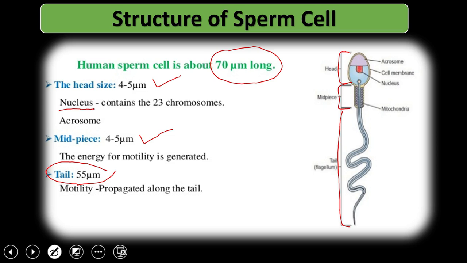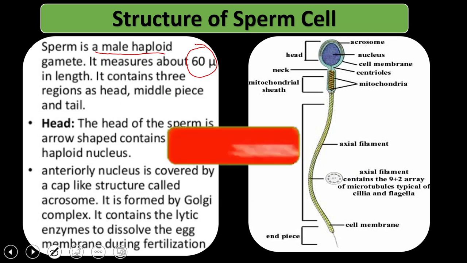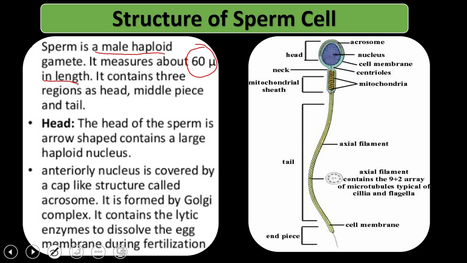The head region also has a crown-like, cape-like structure, that is the acrosome. The middle piece is particularly rich in mitochondria, so it generates the energy for motility. The tail, which is also called a flagellum, provides motility for the propagation of the sperm cell. So it is a haploid gamete around 60 micrometers in length, and it contains a head, middle piece and tail.